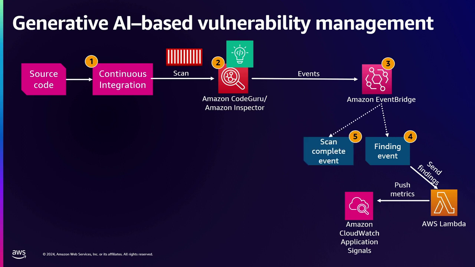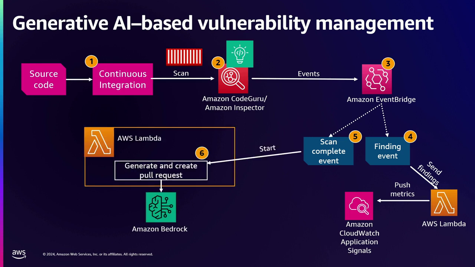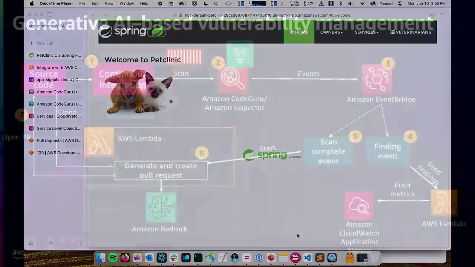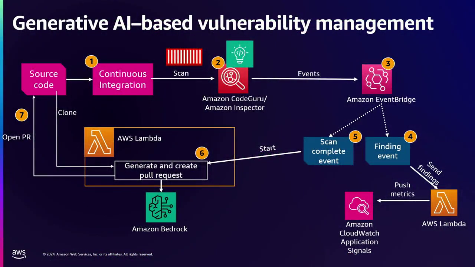And finally, when the scanning is completed, there's another event in EventBridge, where we can use a Lambda to embed ROC with an AI LLM model to actually generate the code changes that are going to fix our vulnerabilities for us and open our pull requests automatically for us. So let's see. If you guys want to take a picture of the architecture, yeah.